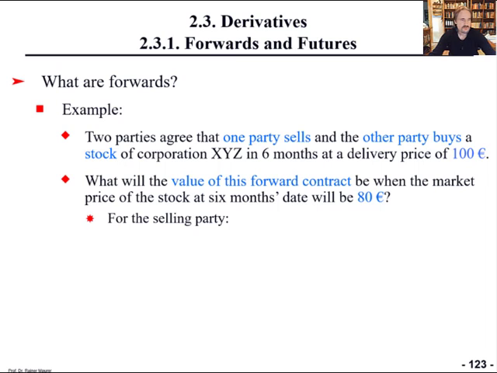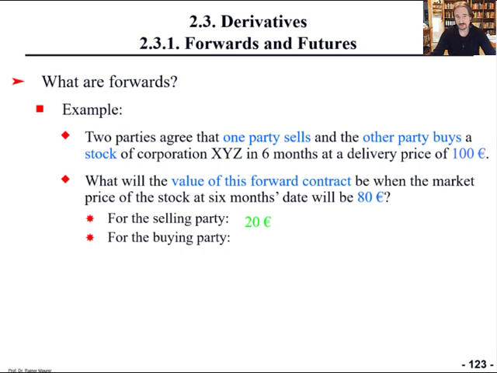Let's start with the value of the forward contract for the selling party. The selling party has to sell the underlying asset, the stock, at a price of €100. If the market price is, however, only €80, that means that the selling party can sell an asset that has a market price of only €80 at a price that is equal to €100. So the selling party will make a gain of €20. That means the selling position in this forward contract at the date of delivery will be worth €20.